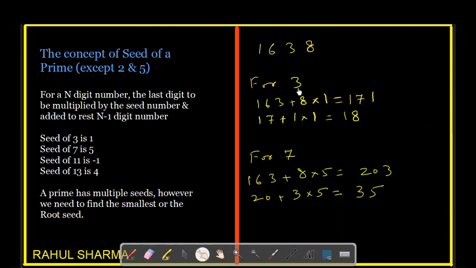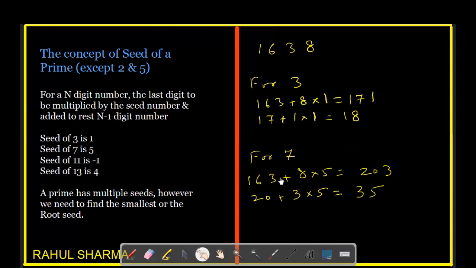So we are checking for divisibility by 3, and we have said that the seed of 3 is 1. So what we'll do here, we'll multiply the last digit with 1 and add to the rest of the number. So the first step becomes 163 plus 8 into 1, which is 171. We reapply this rule to 171, and it becomes 17 plus 1 into 1, which is 18. 18 is divisible by 3, hence 1638 is divisible by 3.